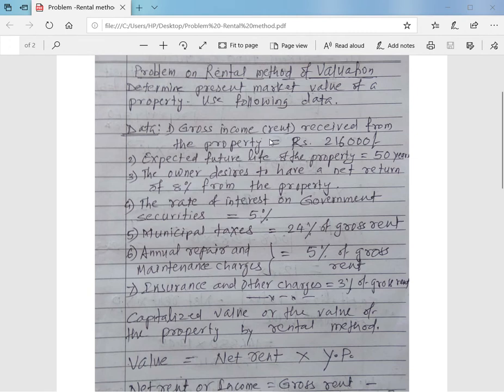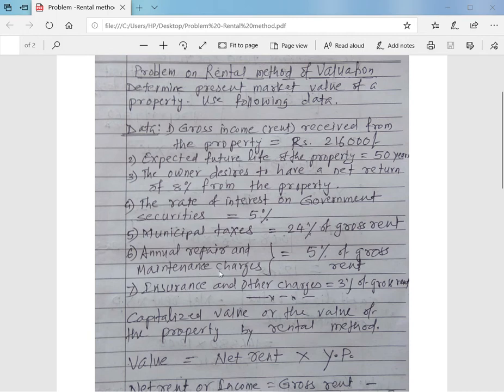The gross income or rent received from the building is 2,16,000. Expected future life of the property is 50 years. The owner desires to have a net return of 8% from the property. The rate of interest on government securities is 5%. Municipal taxes are 24% of gross rent.